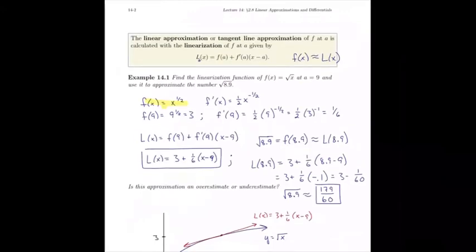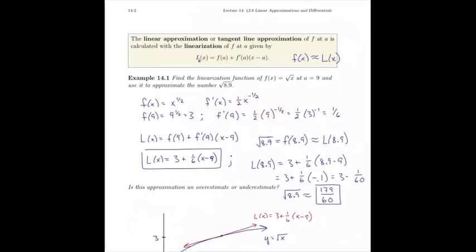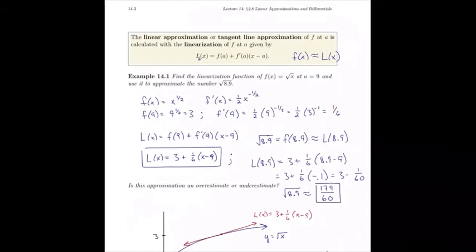f of x is x to the 1/2. That's our square root of x function. So we take its derivative, f prime of x, by the power rule, is 1/2 x to the negative 1/2. We're going to need f prime of a for our linearization. So we're going to do f prime of 9, and that's going to be 1/2 times 9 to the negative 1/2, based on that rule for the derivative. And that comes out to 1/6 when we're done. Remember, the negative power takes the reciprocal of the number, so we have 1/6 here.